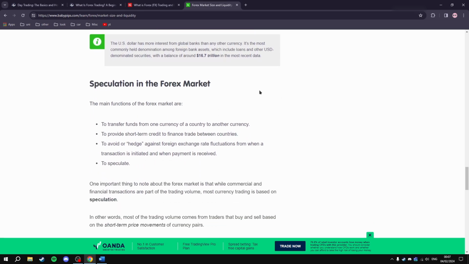Speculation in the forex markets. The main functions of the forex markets are to transfer funds from one currency of a country to another currency, to provide short-term credit to finance trade between countries, to avoid or hedge against foreign exchange rate fluctuations from when a transaction is initiated and when payment is received, to speculate.